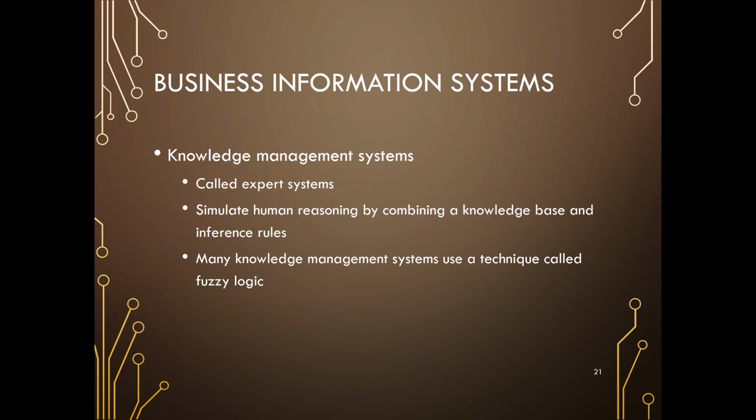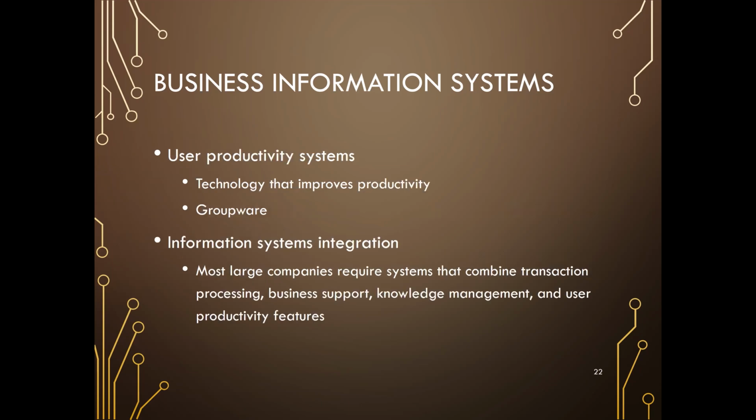All right. Apart from that one, the user productivity system is the technology that improves productivity. Like software such as Excel, Word, PowerPoint, Google Drive, Google Doc. And also it might be groupware. Groupware is software that helps us work in a group. A good example that you see at this moment is Google Calendar.